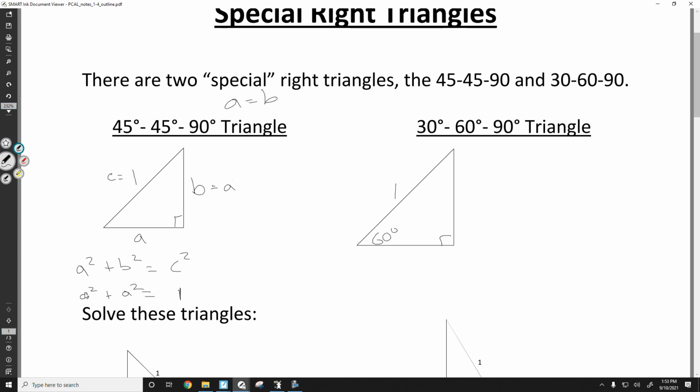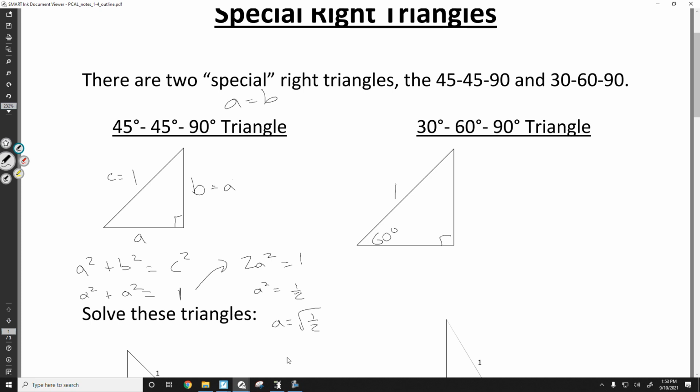Solve that equation for me for A. What's A squared plus A squared? 2A squared, Narayan. Good. What do I do next? Divide by 2? We did this one in class. What do I do next? Square root?